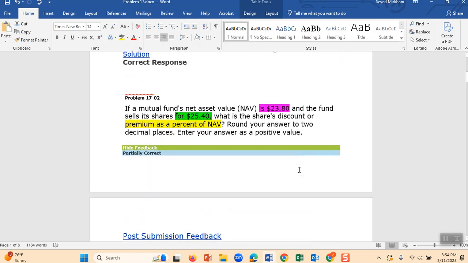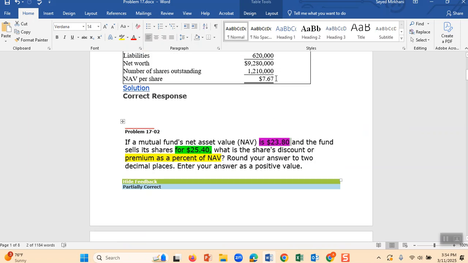Then we come here, problem number 17-2. Let's see how this one is solved. If a mutual fund has a net asset value of 23.80, which means it is this one, instead of 7.67, and the fund sells its shares for 25.40. You are wondering that if the net asset value is 23.80, why is it selling for more than that? There is a reason for it.